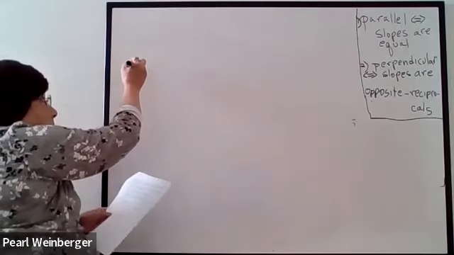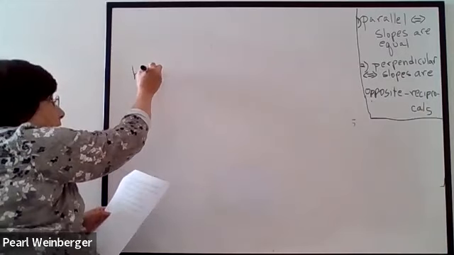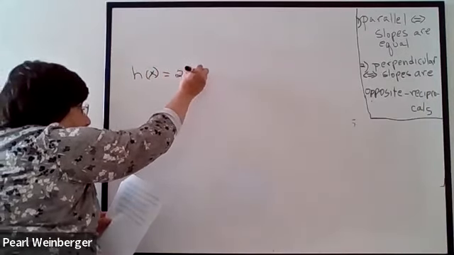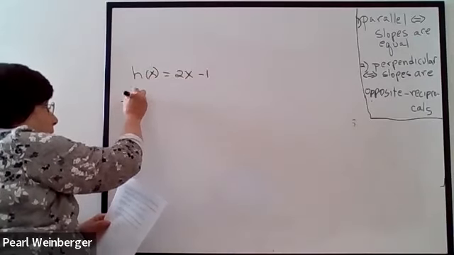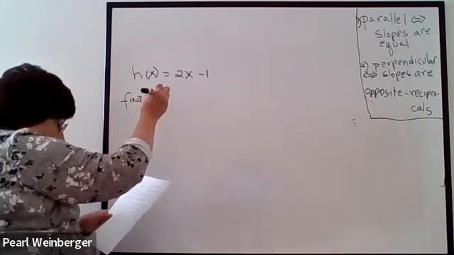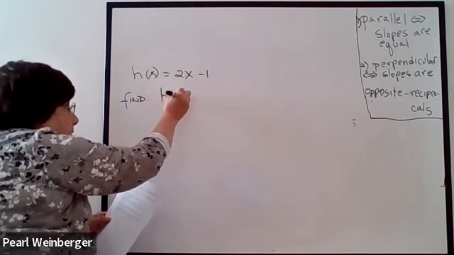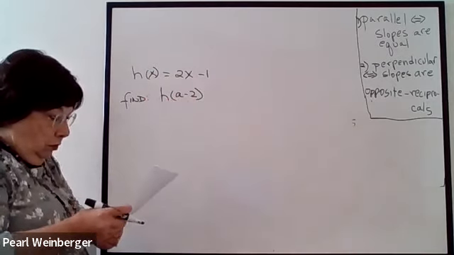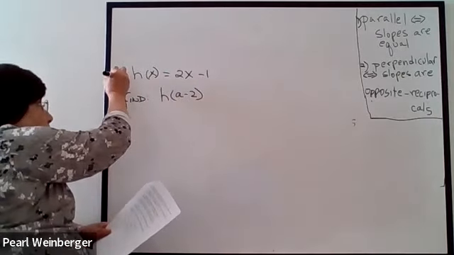Okay, suppose I tell you that h of x is 2x minus 1. And I ask you to find h of a minus 2. And that's question number 1.